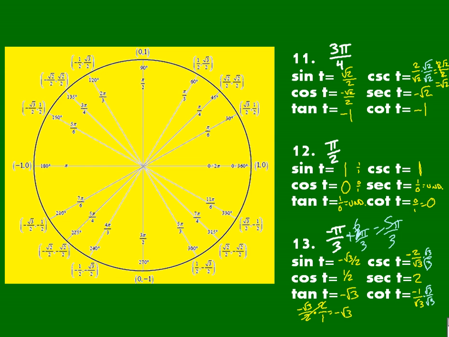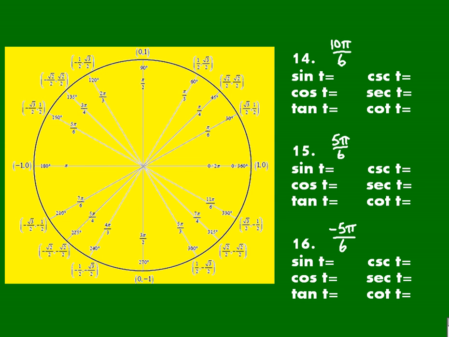And when I get my answers here, this becomes negative 2 square roots of 3 over 3. And this guy here will become negative square root of 3 over 3. Three more of the same ideas here. 10 pi over 6, I'm going to try to reduce that first, and it's going to become 5 pi over 3. And guess what? That's the exact same answers we just had from the last one.